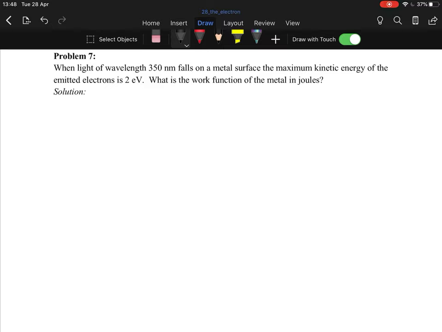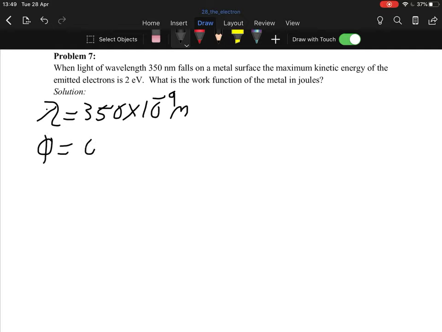Okay? Problem 7. Right. So when light of wavelength 350 nanometers, okay, so this is lambda, 350 by 10 to the minus 9 meters, falls on a metal surface, the maximum kinetic energy of the emitted electrons is 2 electron volts. Okay, what is the work function of the metal in joules? So we're looking for the work function.